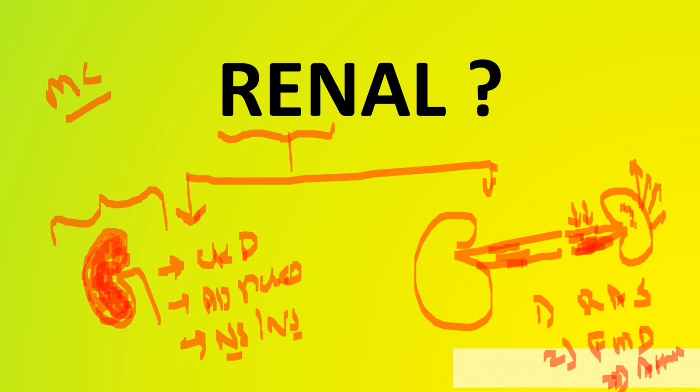And other than this renoparenchymal cause, kidney vessel related causes, in which renal artery stenosis, fibromuscular dysplasia, any disease causing renal vessel involvement comes.